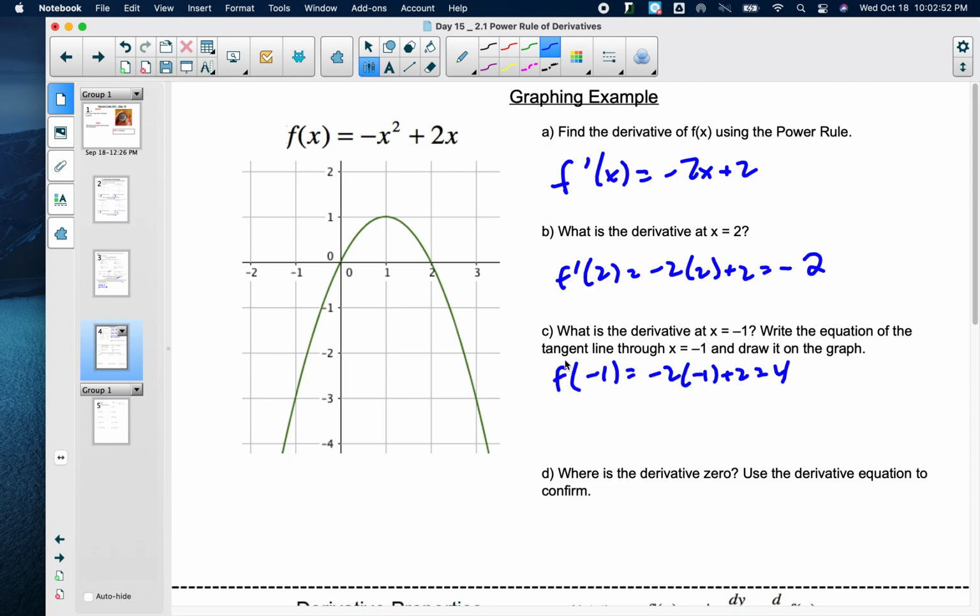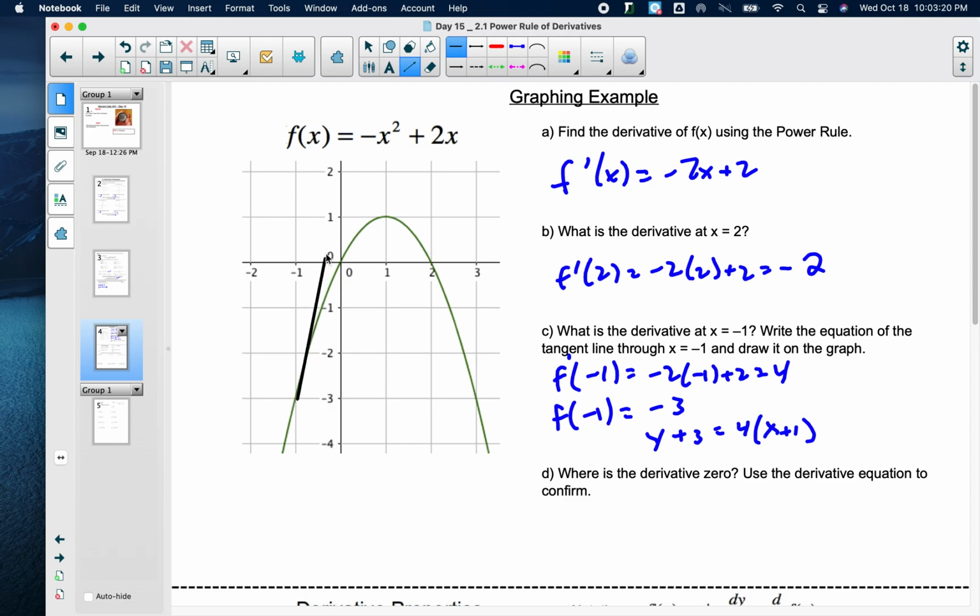Okay, so I need to find, this should be a prime right there. So I need to find my function value at negative 1. So if I plug in negative 1, I get 1, but a negative. And then plus a negative 2, which gives me a negative 3. So my equation would be y plus 3 equals my slope, which is 4, times x plus 1. So I should get a line from that point with a slope of 4. So about right there. Okay. Right through that point. Okay, so the line should look a little bit something like that.